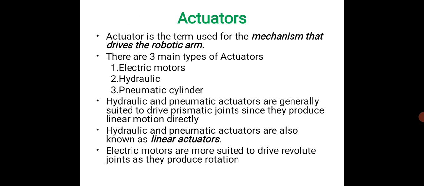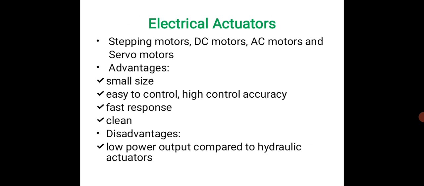Hydraulic and pneumatic actuators are generally suited to drive prismatic joints since they produce linear motion directly. Hydraulic and pneumatic actuators are also known as linear actuators. And what we are going to see is about the electric motors, which are suited to drive revolute joints as they produce rotation. And most of the robots use the revolute joint. So coming to the electrical actuators, this could be a stepping motor, DC motor, AC motor or servo motors.